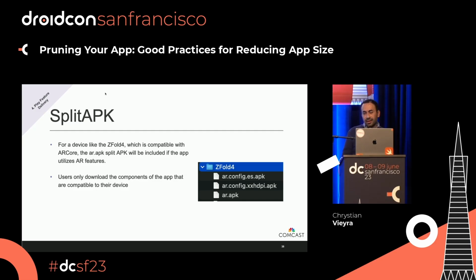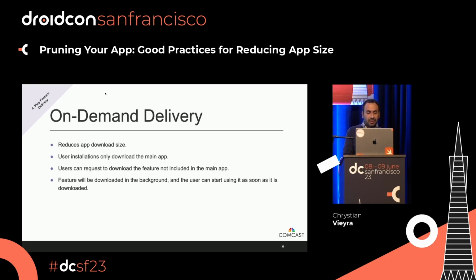Here, I opened a split APK that I got from the Play Store for my phone that I mentioned, the Z Fold 4. The AR module is there, but had I opened this from a different phone that didn't support it, it wouldn't be there.